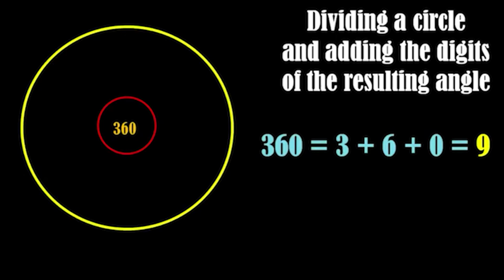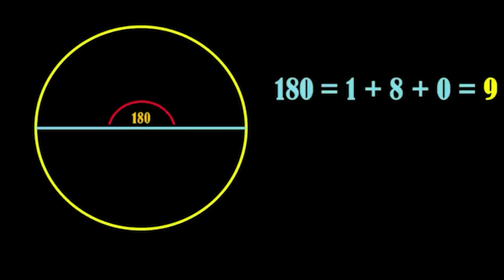As we know that a full circle makes an angle of 360 degrees at its center. If we add the digits of 360, we get number 9. But what will happen if we keep on dividing the circle in half infinitely? The results that you will get will definitely boggle your mind. A semicircle makes an angle of 180 degrees at the center, which again adds up to 9.